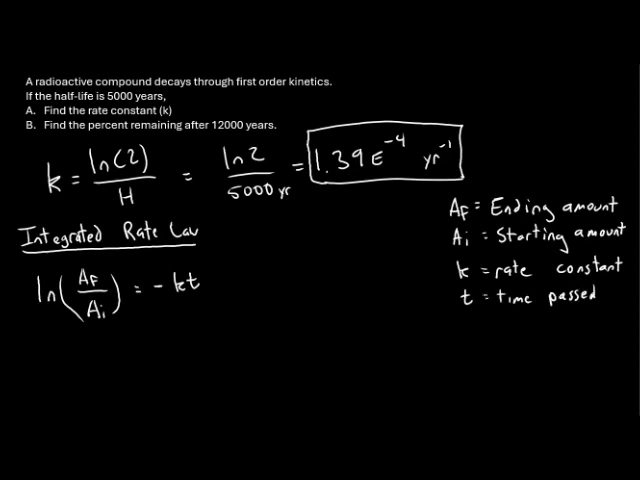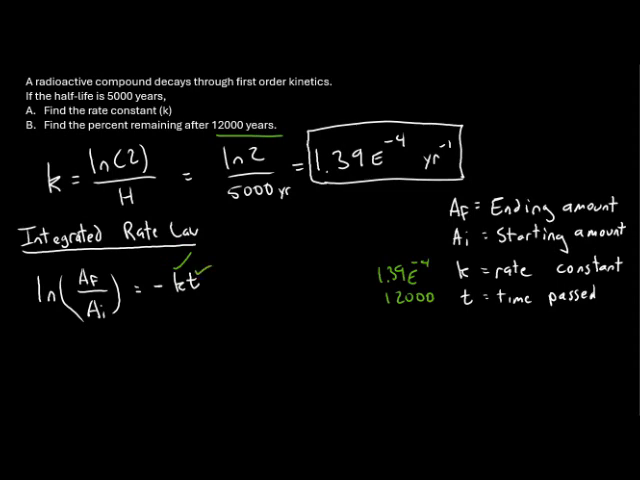We already know what K is. We'll check that off and we'll write the number next to the K over here on the right. That's 1.39 times 10 to the negative fourth power. We also know that 12,000 years have passed, so we also know T. We'll check that off as well.